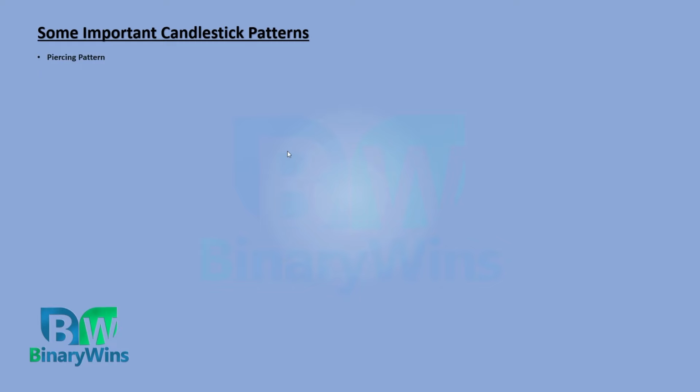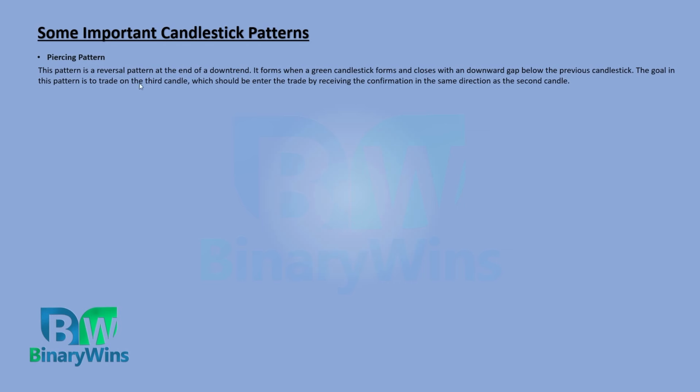This pattern is also a reversal pattern that forms at the end of a downtrend. Whenever at the end of a downtrend, a green candlestick is formed with a bounce and gap down compared to the previous red candle, we can enter a higher trade by receiving confirmation on the third candle.